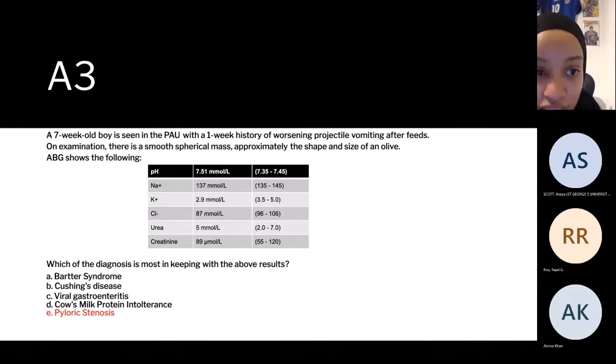So again, if you look at the ABG for this patient, their pH is 7.51, which is alkalotic. Their potassium and their chloride are also quite significantly low. So again, that shows that he is having, as we had from the other page, a hypochloremic, hypokalemic metabolic alkalosis. So that would indicate that he most likely is having pyloric stenosis.